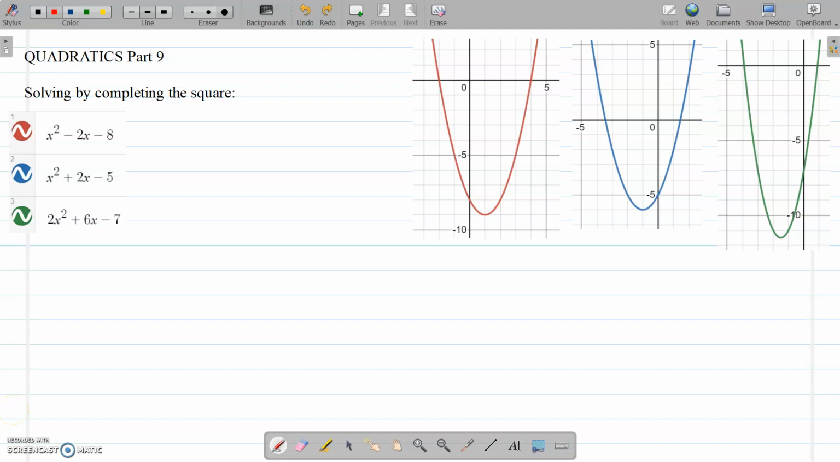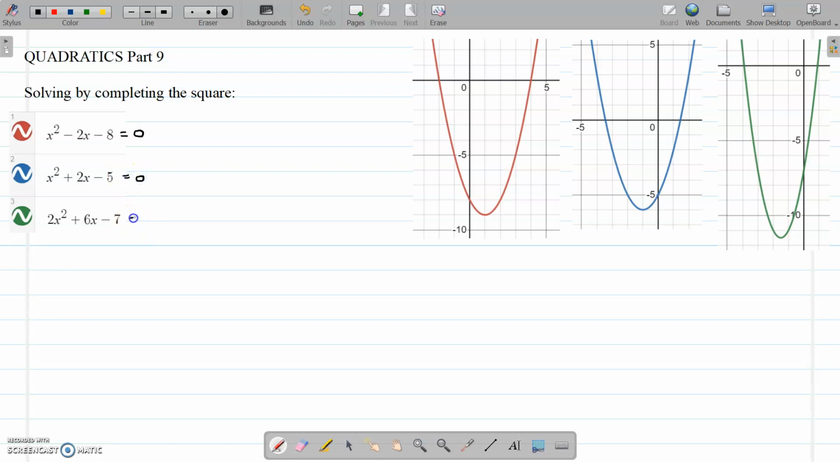Welcome to part 9 of our series on quadratics, and today we're going to look at solving quadratics by completing the square. Okay, now we have here three quadratic expressions. I've plotted the graphs of those over here, so you can see roughly where the solutions would be to the equations where these expressions equal 0. So I'll just turn them all into equations first. So these are the three equations that we're going to solve.